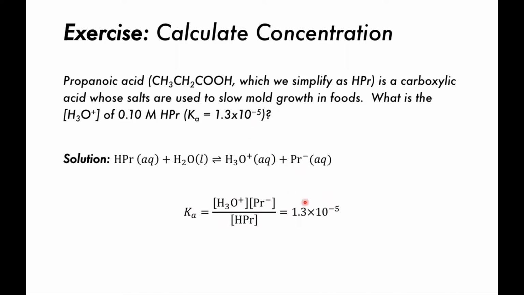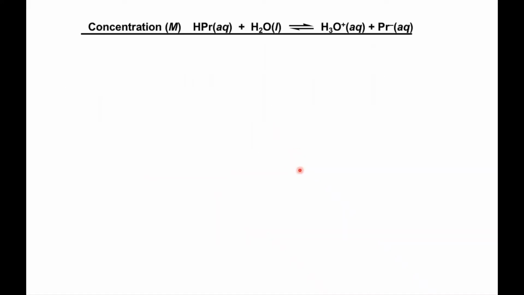Knowing this value, and knowing the initial concentration of HPR, we can solve this to find the hydronium ion concentration. So how can we do that? Well, from our equation, we know that if one of these produces one of these and one of these, we can replace these with algebraic terms which are identical. So the concentration of H3O plus is going to be equal to the concentration of propanoate.